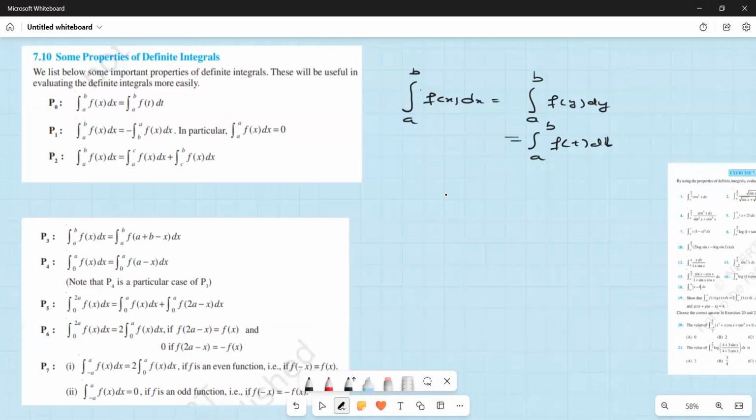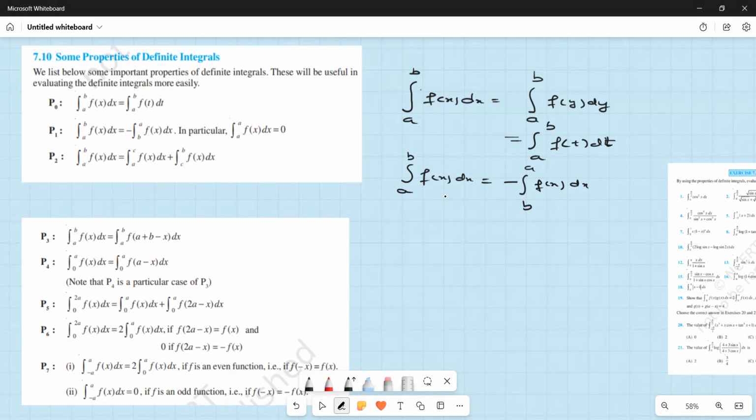The second property is: if I interchange the limits, if it is the integral from a to b of f(x) dx, I can put a minus over here and interchange the limits. That means the upper will become lower, the lower will become upper, and the minus will come out. Right?